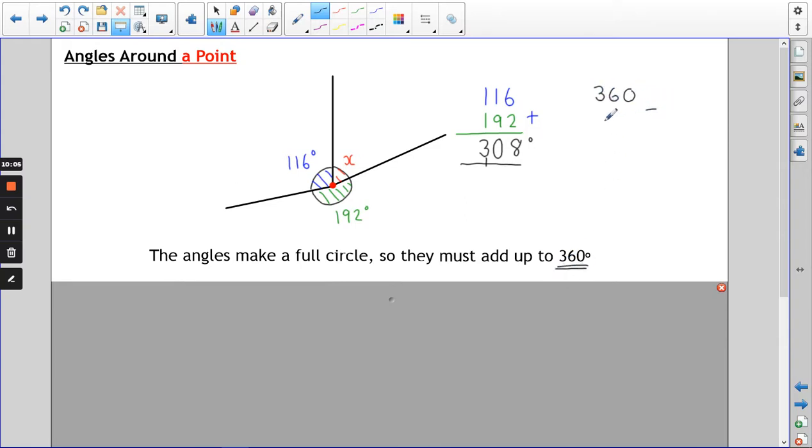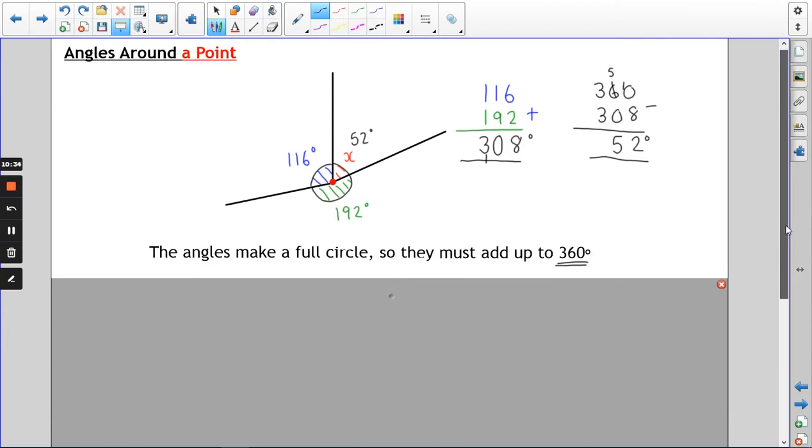So 360, take away 308. And again, you'll have to do some borrowing because of the 0 on the top row. So 10 take away 8 is 2. 5 take away nothing is 5. 3 take away 3 is nothing, so I won't write it in. And we've got 52 degrees left for our missing angle. So 192 plus 116 plus 52 makes 360, one full circle, one full turn.